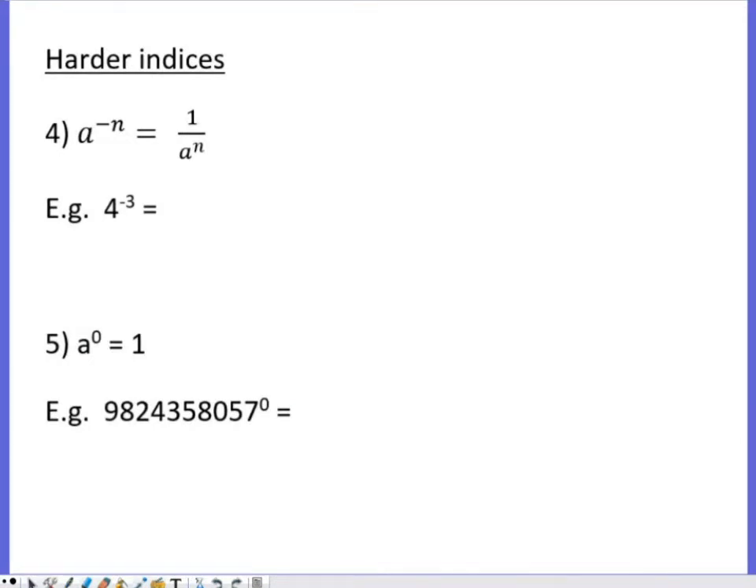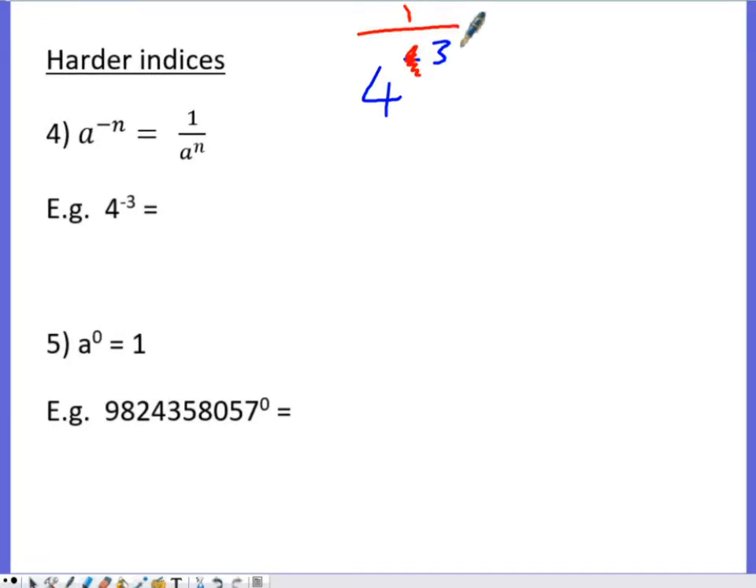A negative power means 1 over the rest. I think the easiest way to remember this is this. Whenever you have a negative power, just scribble it out and put the rest under a 1. So what you end up with is 1 over 4 cubed. So the answer to this is 1 over 4 cubed.